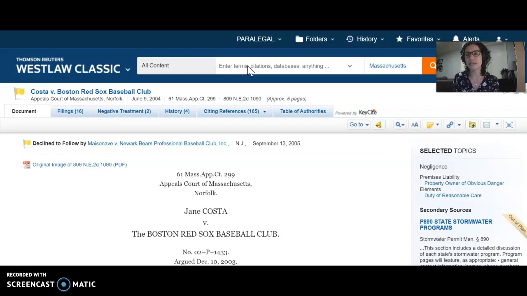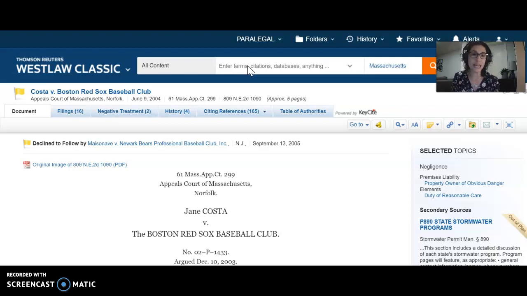But here's why yellow doesn't mean 100%. We need to see, as researchers, what is the negative treatment. Because if every future case after Costa gave Costa a thumbs up and said Costa's a great case, we follow it, really legally sound, we'd see no flag at all. So what this means is somewhere along the way, one or more future court decisions cast a doubt on Costa or came out differently than Costa.